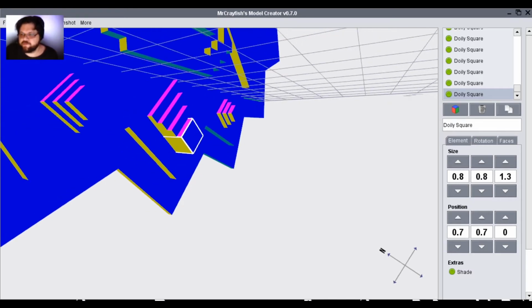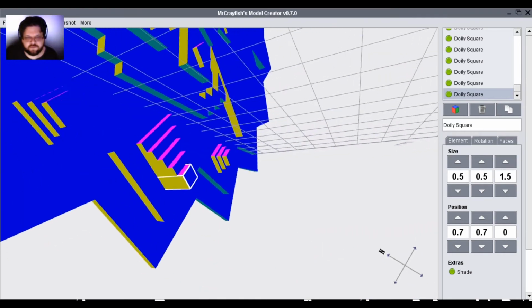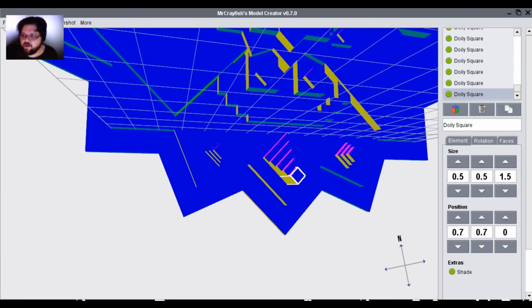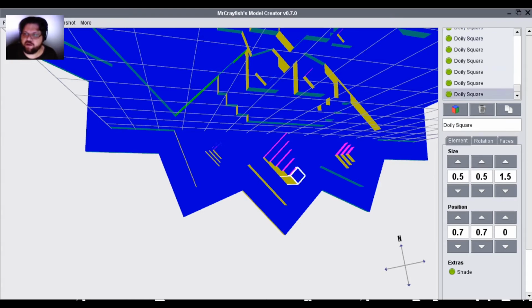Let's do one more. 0.5, 0.5, 1.5. Interesting, interesting. Okay, so let's see here. You are at 0.9, so let's pop you down to a 1. Let's go 1 here, and 1 here.